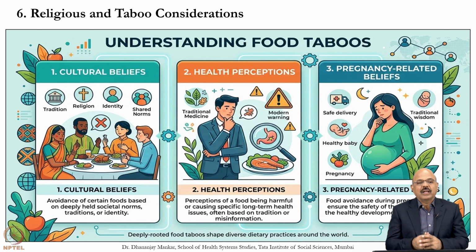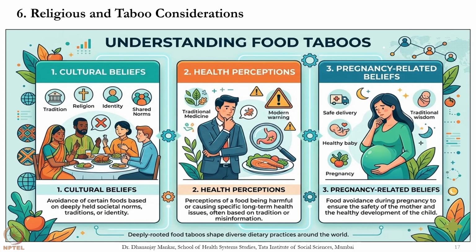Understanding food taboos, where cultural beliefs of tradition involve the avoidance of certain foods based on deeply held societal norms. Traditions are one reason, and identity, where tradition connects with religion, identity and shared norms. Health perception in the current modern time is shaped by traditional medicine and modern warnings, making a whole lot of health perceptions towards certain foods, where specific long-term health issues, or traditions and misinformation, come under the category of health perceptions.